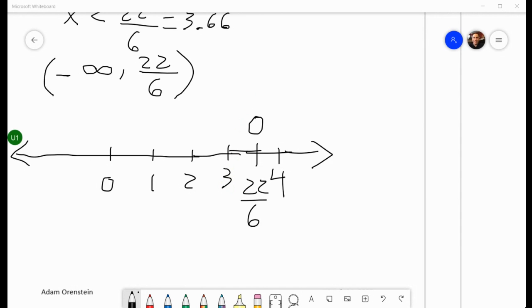Let me just add this in the number line. And here we want all x less than that. So we're going to have an arrow pointing to the left. Again, I didn't say you had to graph it, but I just feel better graphing it. But again, notice we have an open circle here. And why is that? Because we have strict inequality. In other words, 22 over 6 is not a solution. And how do we indicate that? We use an open circle. All right, cool, cool. Any questions on this?